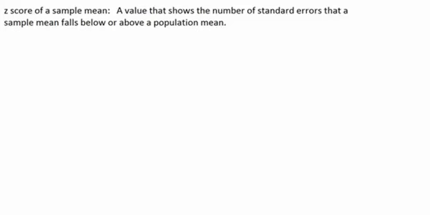In this video, I'm going to finish explaining the z-score of a sample mean. In the last video, I said that the z-score of a sample mean is a value that shows the number of standard errors that a sample mean falls below or above a population mean. And I showed you a diagram like this in the last video.